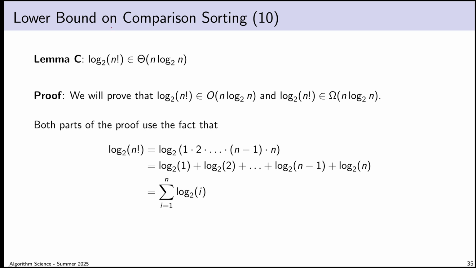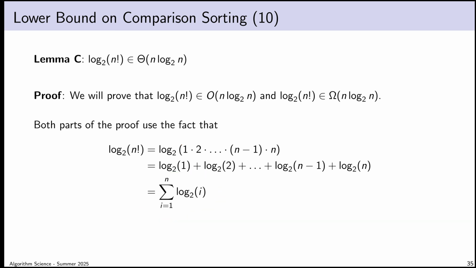So to prove that log of n factorial is big theta of n log n, I'm just going to prove that it's both big O and big omega, and we know that that's sufficient to do the trick. Both parts of the proof use an interesting transformation that uses the law of logarithms. If I expand out n factorial, that would be log of 1 times 2 times 3 up to n. The law of logarithms lets us take apart products and make them into sums of individual logarithms. So log of the product 1 times 2 times 3 up to n is equal to the sum of log 1 plus log 2 all the way up to log n.